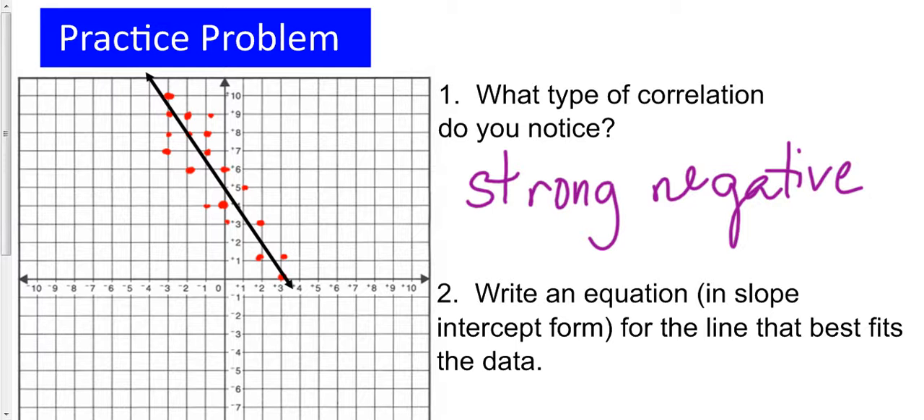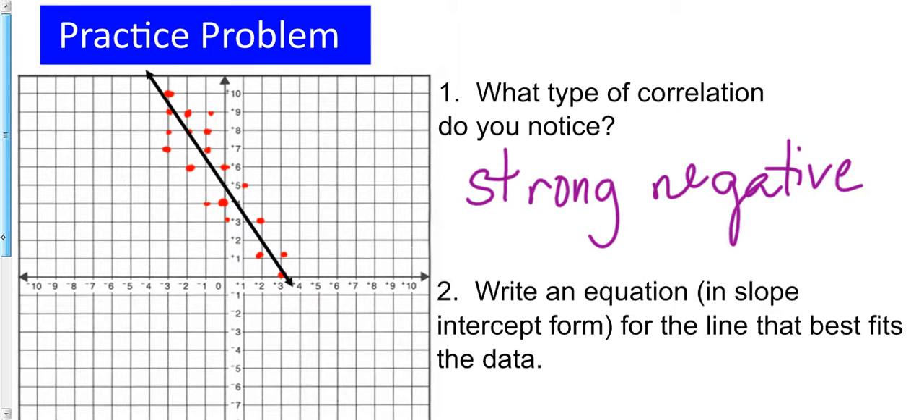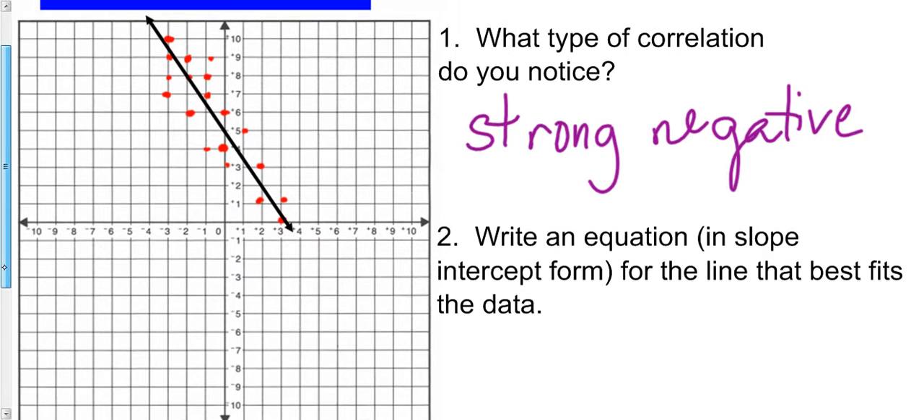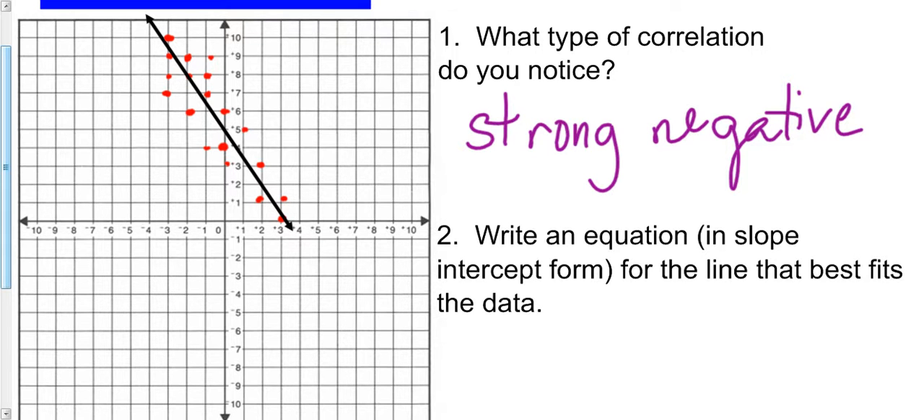And then if this is my line that is modeling the data that I have here, I want to write an equation in slope-intercept form for this line. So remember, slope-intercept form is y equals mx plus b, where m is the slope and b is the y-intercept. So I want to identify the slope and the y-intercept on this line. First, let's grab that y-intercept. It's right here. The line is crossing the y-axis at 0, 5. So my y-intercept is 5.